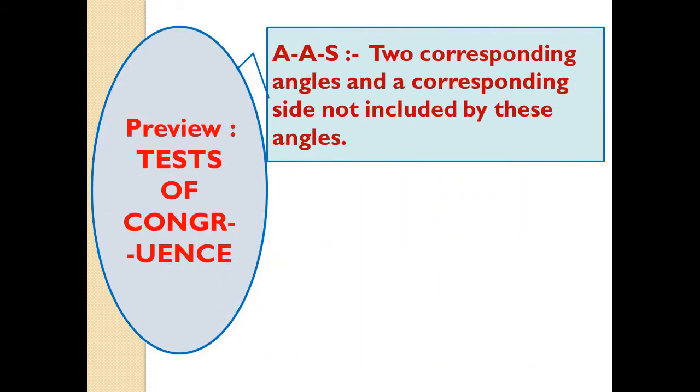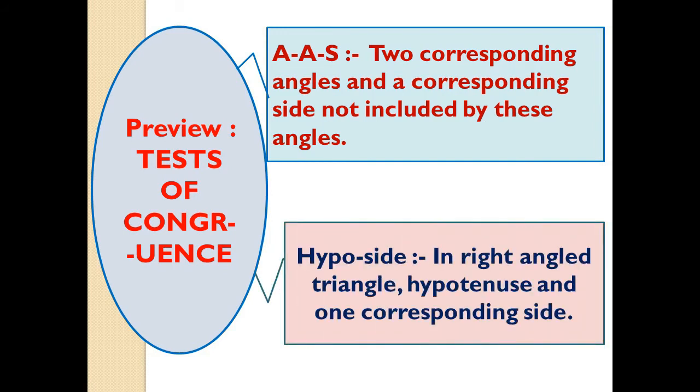Let's review what we learned today here. In the first test we saw the angle side test, and the most important condition of this test is two corresponding angles and a corresponding side which is not included between these two angles. And for the next, a condition of the hypotenuse side test is that there is one necessary condition again, that these two triangles must be right angle triangles, and if the hypotenuse and one side of a triangle are congruent, then these two triangles are congruent.